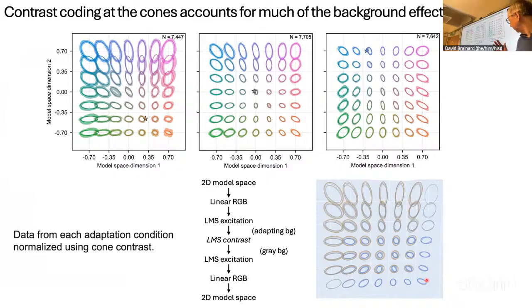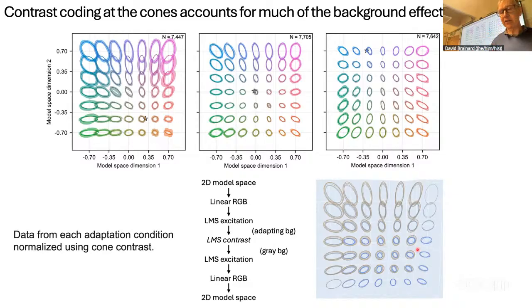This is quite hot off the presses, but what you can see is that contrast coding is bringing the 3 data sets into much better agreement than if we hadn't applied it. So much of this adaptation effect is being accounted for by a mechanism which we did think happened early in the visual pathways. And you can also see that they're not exactly overlaid. There are some differences. They're not always quite oriented the same.